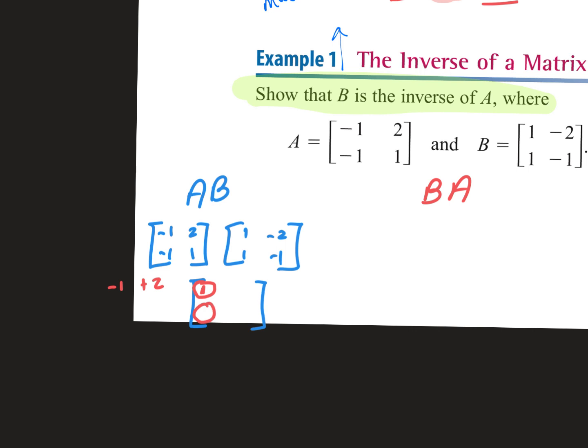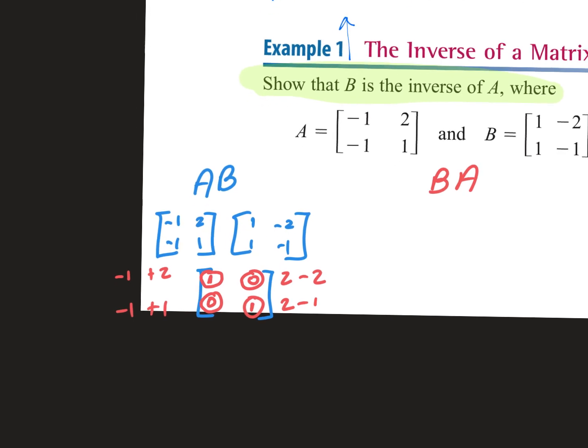Now I'm going to find this answer here. It's row 2 times column 1. -1 times 1 is -1, 1 times 1 is 1, so -1 plus 1 gives me 0. Now this one is row 1 times column 2. -1 times -2 is 2, 2 times -1 is -2, so 2 minus 2 is 0. Then this value is second row, second column. -1 times -2 is 2, 1 times -1 is -1, so 2 minus 1 is 1.